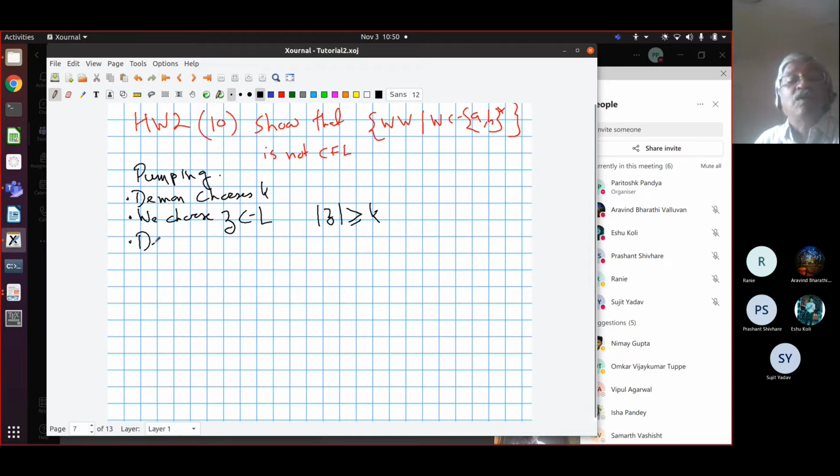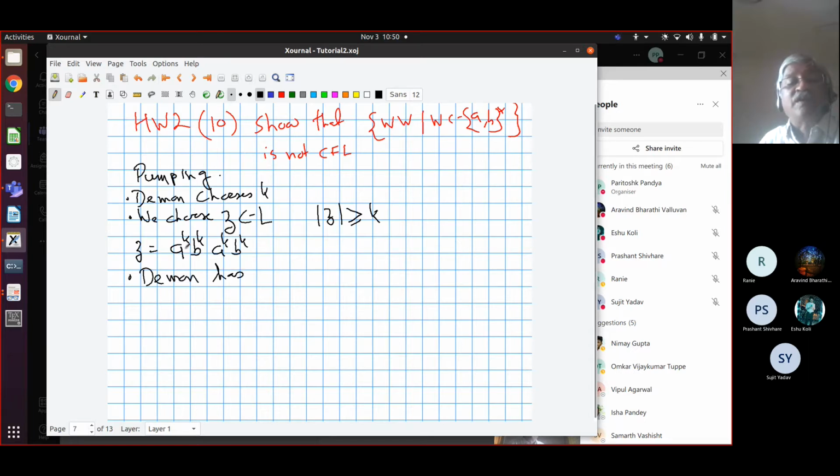So at that point, daemon will do what? So what string do we want to choose in this case? In class, almost any string will work, but we specifically took a to the K, b to the K as W. A to the K, b to the K, a to the K, b to the K is my whole string Z, right?